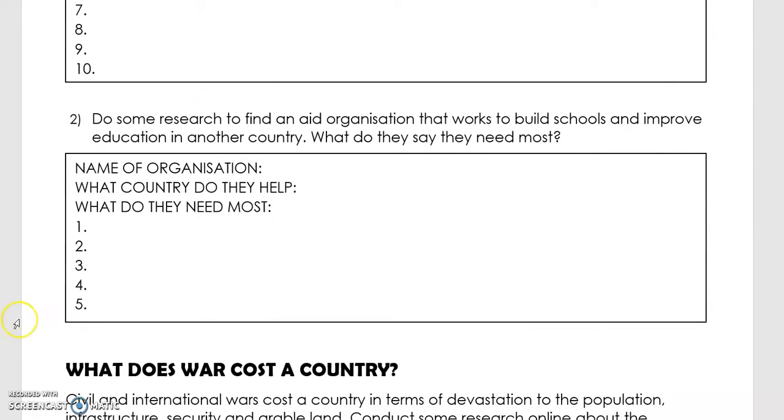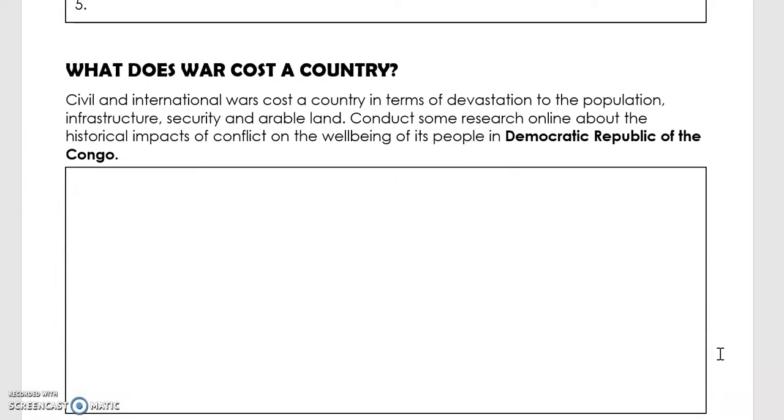Alright, down here I've asked you to do a little bit of a research task into an aid organisation of your choice. This aid organisation which you pick, it needs to be one that builds schools or helps improve education in another country. So we don't need to be looking at the Salvation Army in Australia. I want you to pick something that works for another country. It doesn't necessarily have to be Africa. What is the organisation? What do they do? And what do they actually provide to those kids to help them get an education so they can move out of that poverty line and above that?